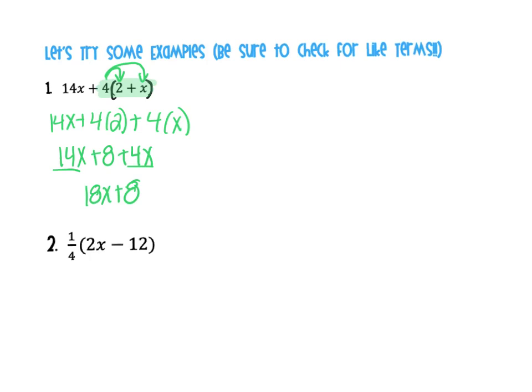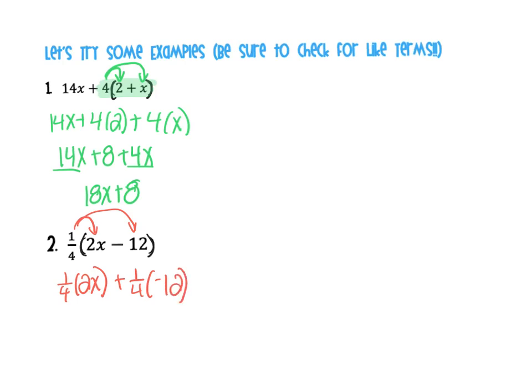Number 2. I have 1/4 times the quantity of 2x minus 12. Please do not freak out because there's a fraction. Fractions aren't that bad. We're going to do the same thing. We're still taking a number times a quantity, that's a sum, or in this case, a difference. So I'm still going to distribute in the 1/4. I'm going to multiply 2x times 1/4, and I'm going to multiply negative 12 by 1/4.